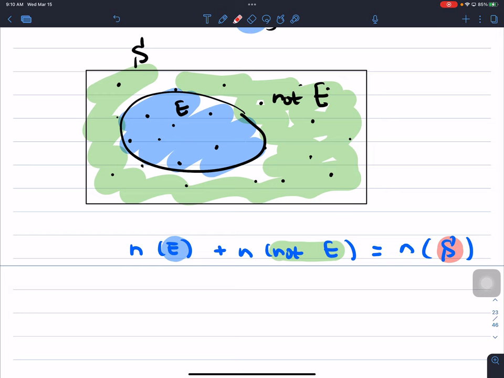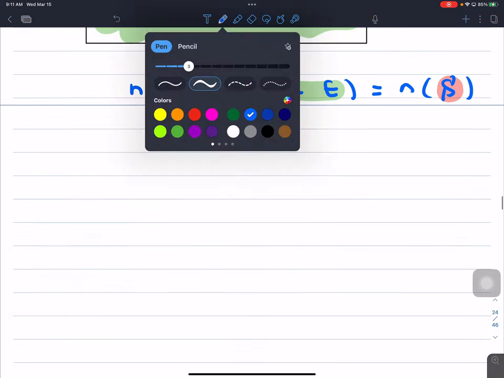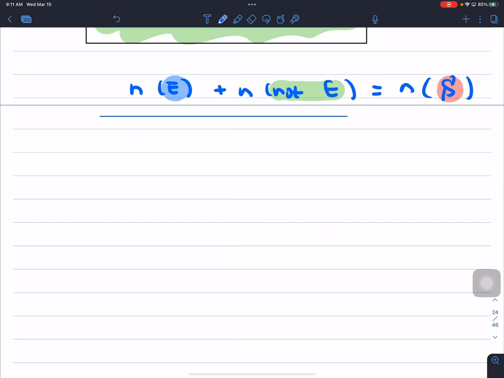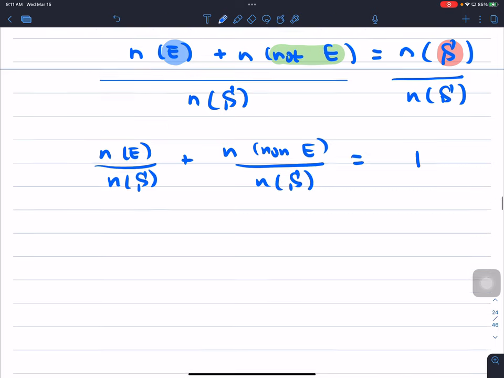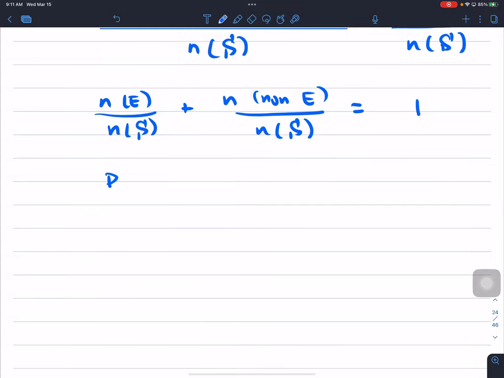Now I'm going to use a little bit of algebra. I'm going to divide both sides by N of S. On the left side, you get N of E over N of S, plus N of non-E over N of S. What's N of S over N of S? It's 1. What do you get now? N of E over N of S is P of E, so P of E plus P of non-E equals 1. This is by definition.